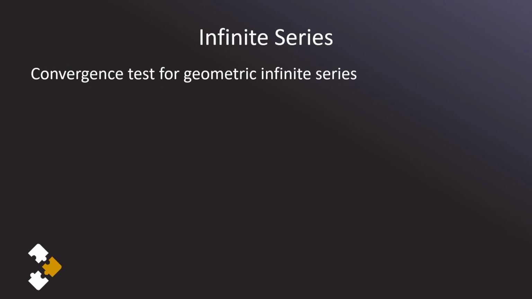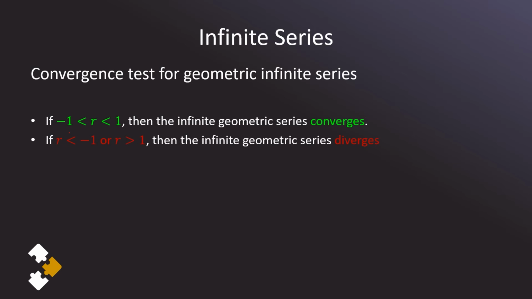Now let's look at a convergence test for geometric infinite series. So if you have your r being between -1 and +1, then the infinite geometric series converges. If r is less than -1 or r is greater than 1, then the infinite geometric series diverges. Now, the sum to infinity will be given by a over 1 minus r, but this must hold true. R must lie between -1 and +1.